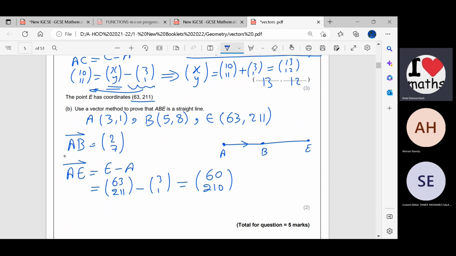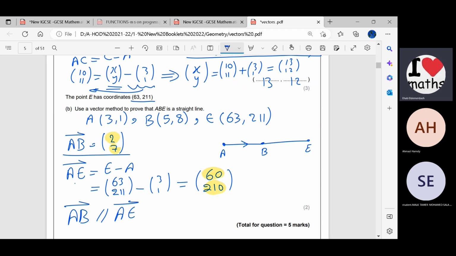طيب have a look بقى. AB was 2 and 7 وال AE كانت 60 and 210. Do you think there is a constant between them or not? There is the same constant, 2 becomes 60. ازاي 2 تبقى 60؟ When we divide 60 divided by 2 equals 30. طيب what about 210 divided by 7? الحمد لله. If I did the division and I get the same ratio, so I can say that AB is parallel to AE.